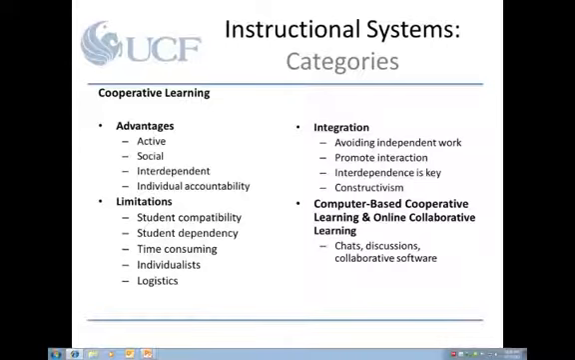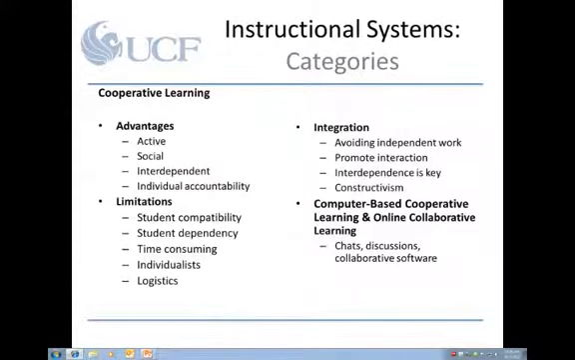So some of the limitations include student compatibility and how well students work with each other, student dependency, or one student or multiple students in a cooperative learning group depending too much on others, or one kind of dominating the learning environment. They can be very time consuming, so it's always quick and easy for a teacher to present to the class a bunch of information, but it takes a lot more time, a lot more work on the instructor's part to provide these cooperative learning environments.